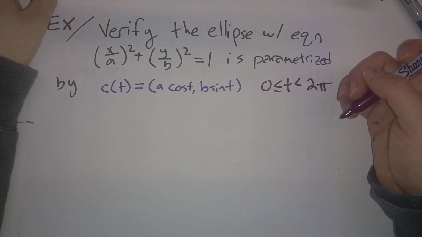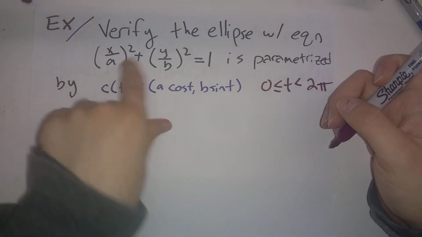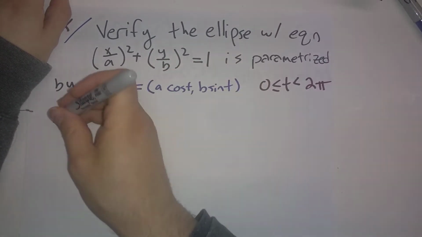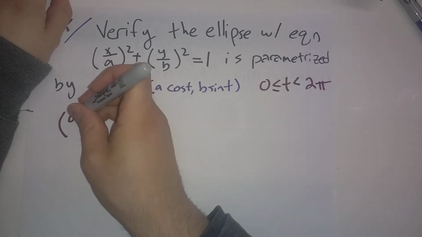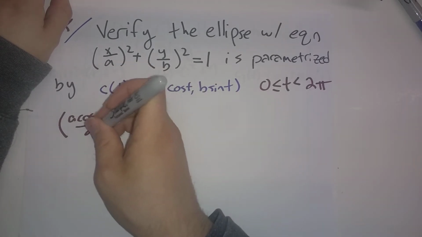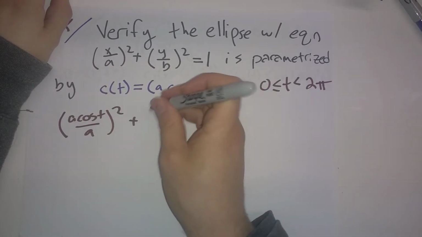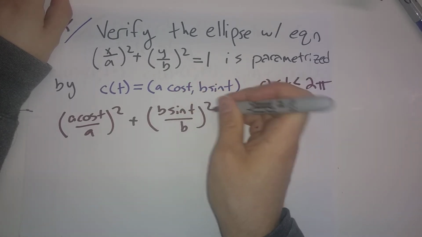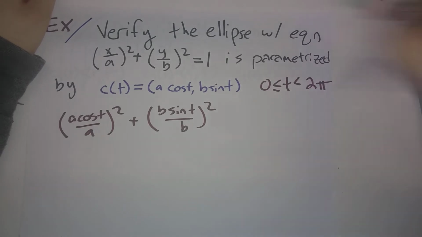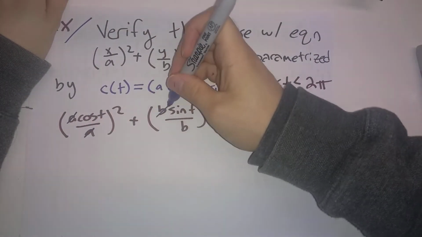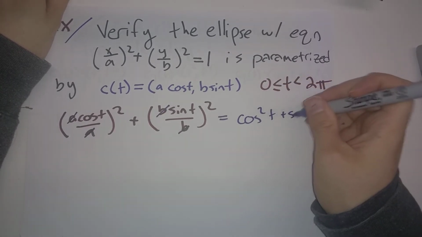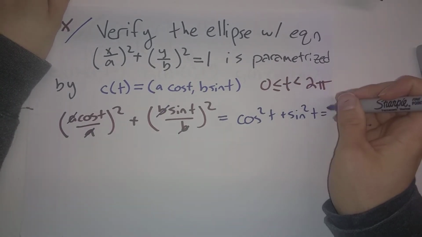So how are we going to do this? Let's just plug in x is a cosine t, y is b sine of t in here. And what do we get? A cosine t over a squared plus b sine t over b squared. Of course, the a's will cancel, the b's will cancel, and we're just left with cosine squared t plus sine squared t, and that's equal to 1.